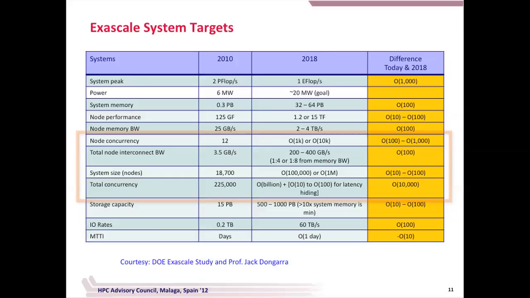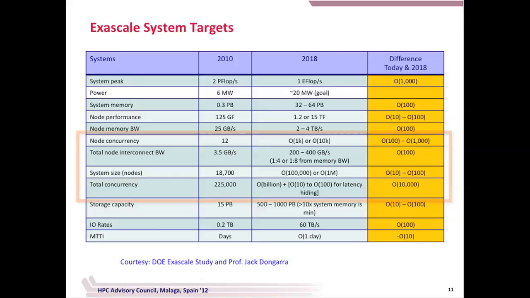And here, if you see node concurrency, that means the number of cores within the node. In 2010 they were around 12, and now of course 36, 48, even 64 cores per node we are having. And people are predicting that in 2018 or 2020 there will be 1,000 or 10,000 cores per node. So that itself will be almost a 100 to 1,000 factor improvement.